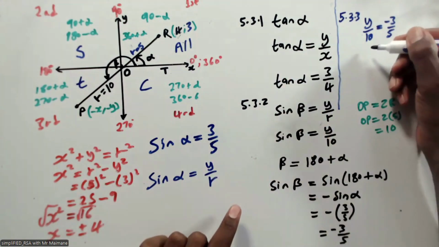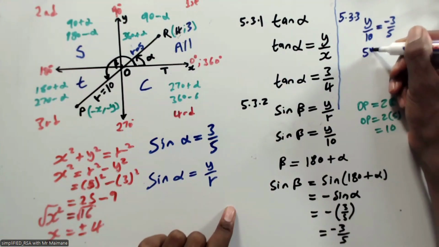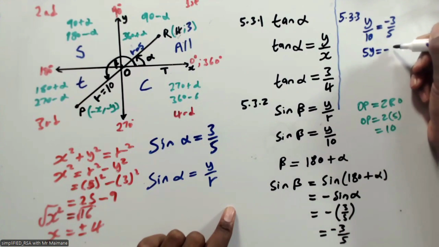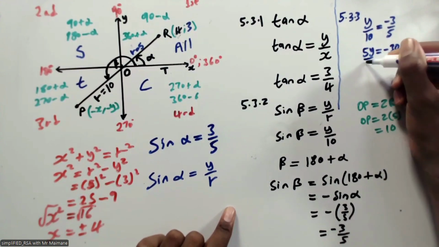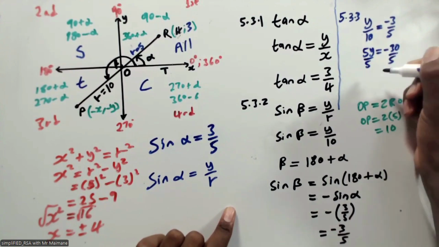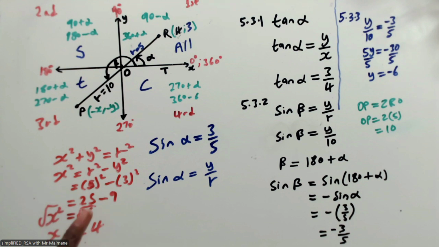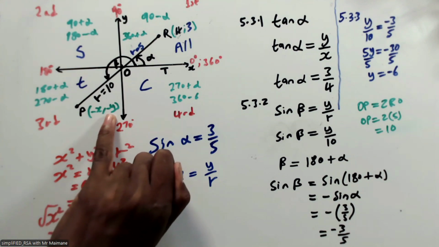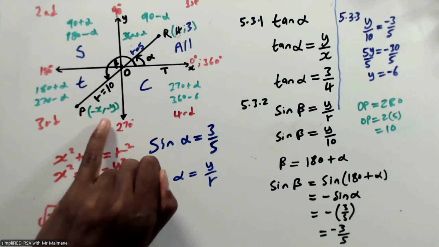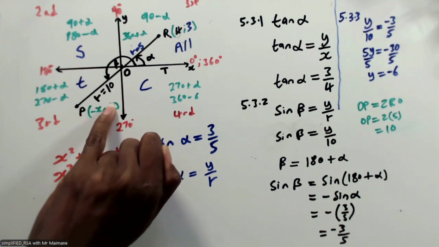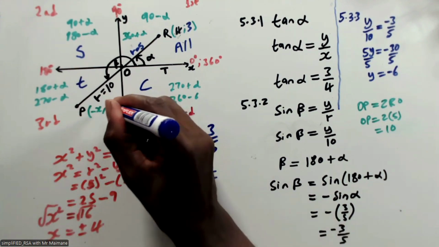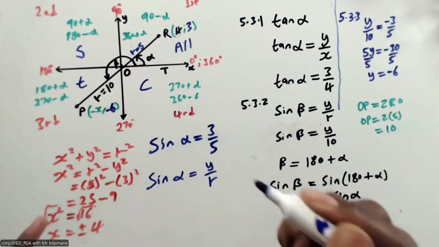And if I solve for y here, if I cross multiply, I'll get that 5y is equal to minus 30, and y will be minus 6. That's the value of y. And actually, I expected my y to be negative because point P is in the third quadrant, meaning the value of y is minus 6.